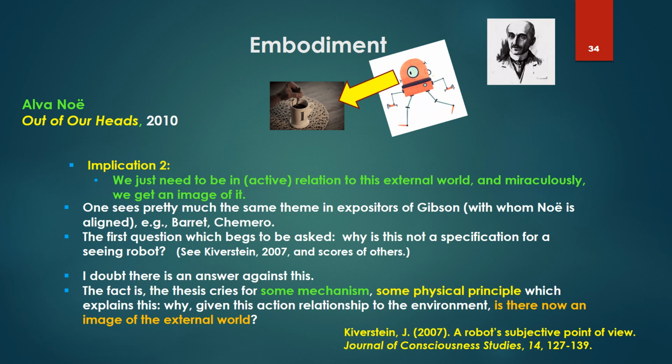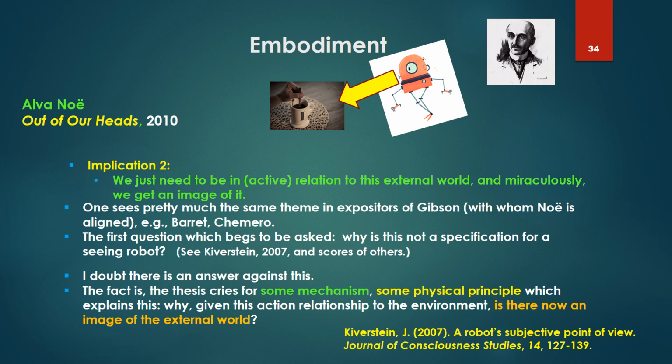I simply doubt there is an answer against this. Why is this not a specification for a vision-capable robot? So in fact, this thesis cries for some mechanism, some physical principle which explains this. Why, given this action relationship to the environment, is there now an image of the external world?